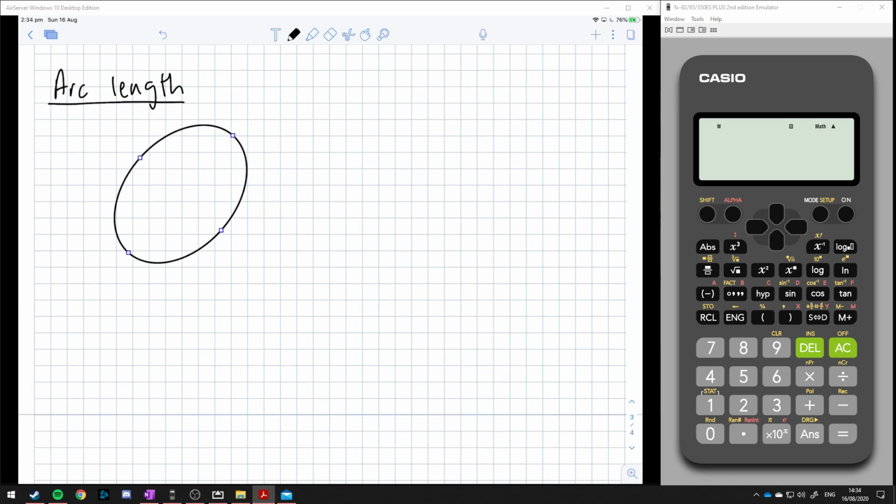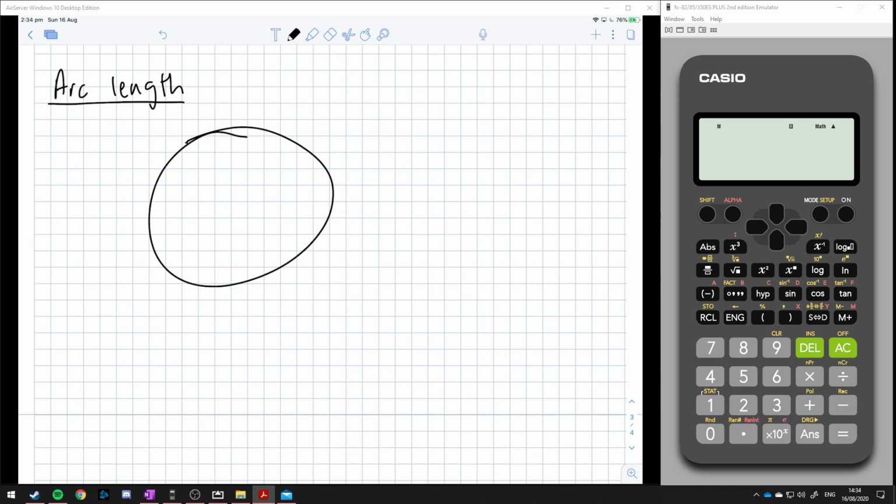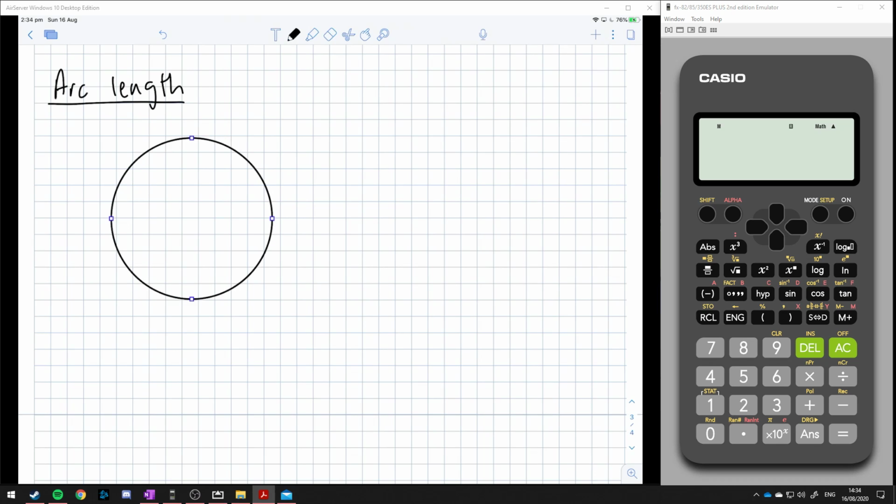Some form of circle. That's not a circle, that's an ellipse. We don't want an ellipse, we want a circle. Circle. Okay, so apparently my pen is not wanting to draw it for me. There we go.